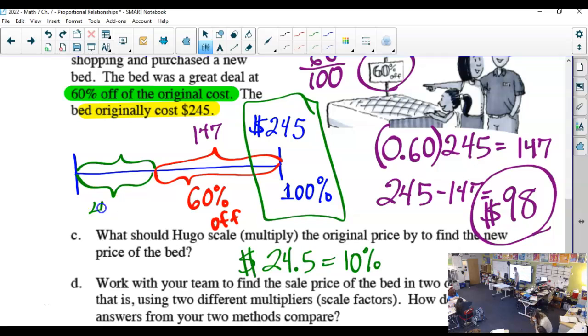Hey guys, if there's a percent off, there's a percent on. So I want you to make a note in your paper that the 40% is our percent on. Right? People like to talk about what percent is off. Okay, great. That means a certain percent is left on. That's the percent you gotta pay. So if 24.5 is 10%, how can I get that to 40%? Multiply by 4. And that times 4 gets me $98.